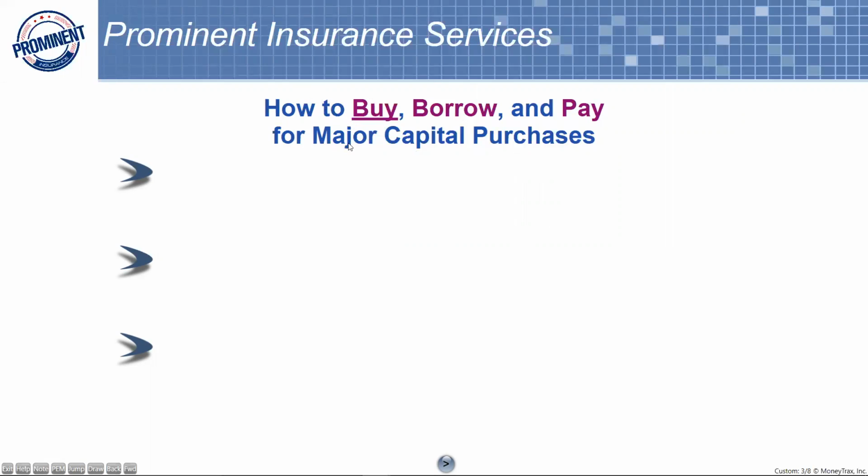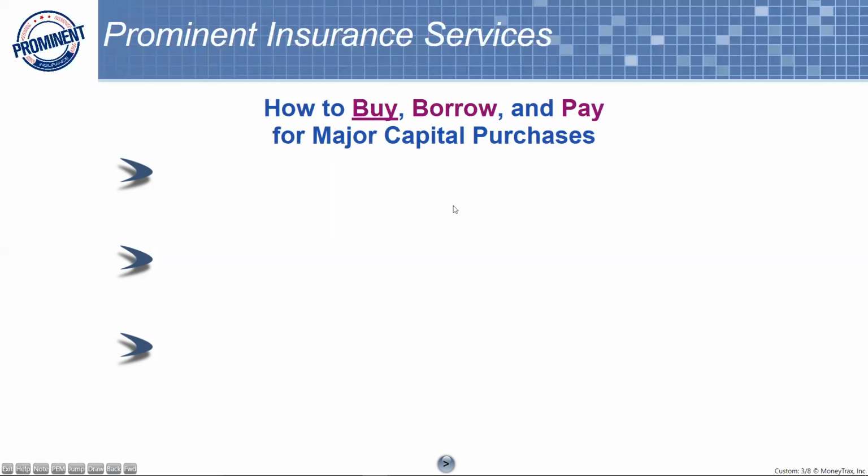A major capital purchase is a thing that you can't purchase with your monthly cash flow. So a car would be a major capital purchase. You can't purchase that with your monthly income. A house would be a major capital purchase. Things that you desire that you can't purchase with your cash flow.